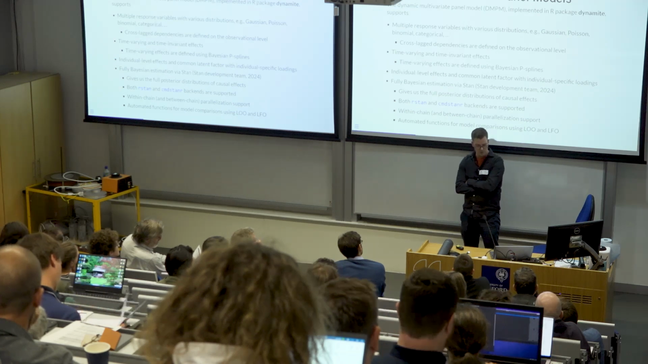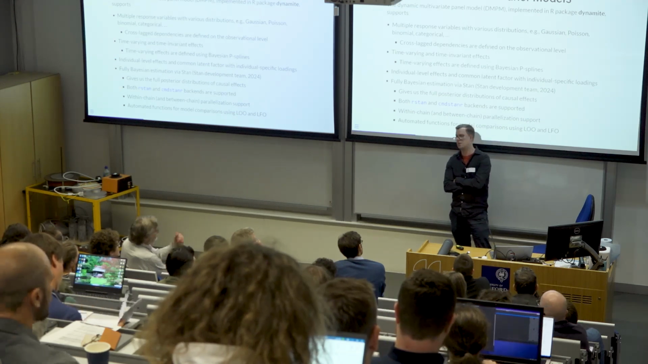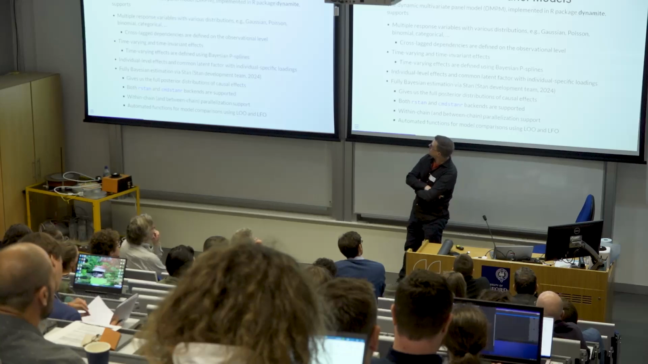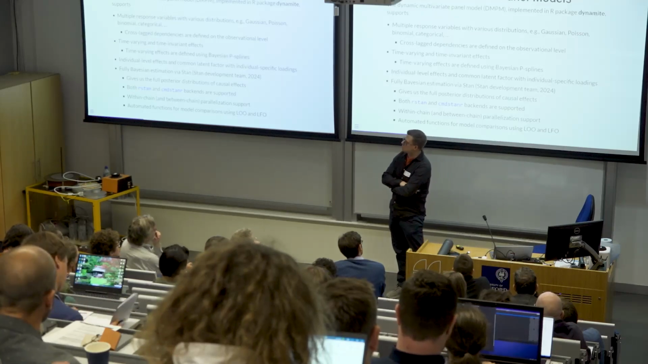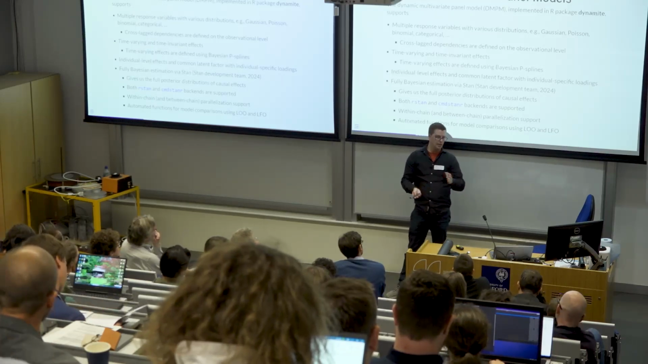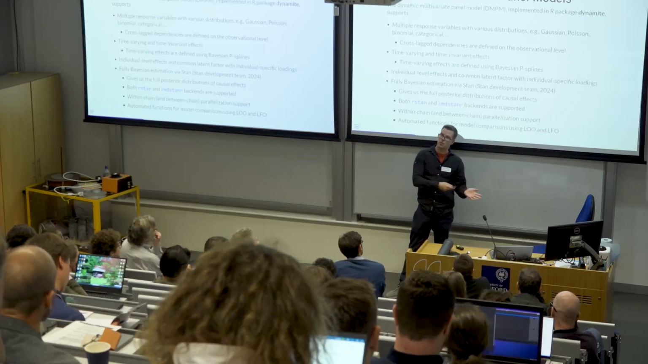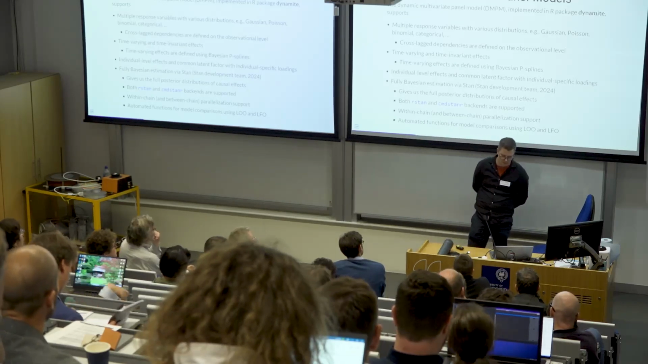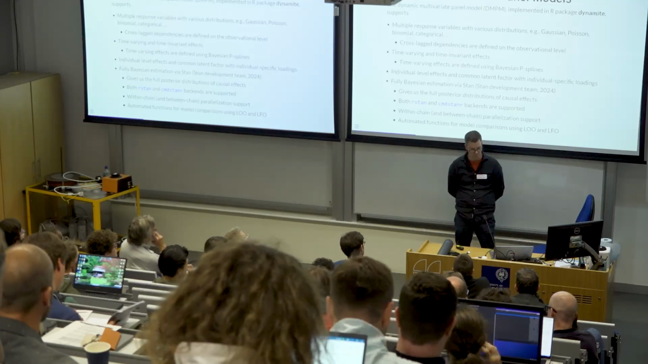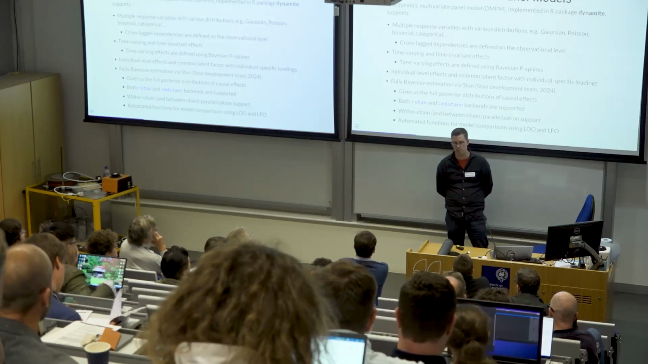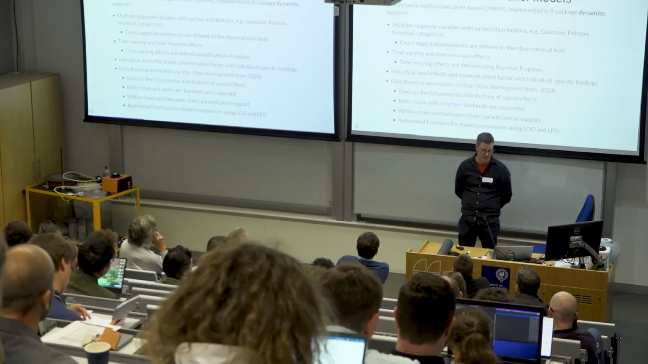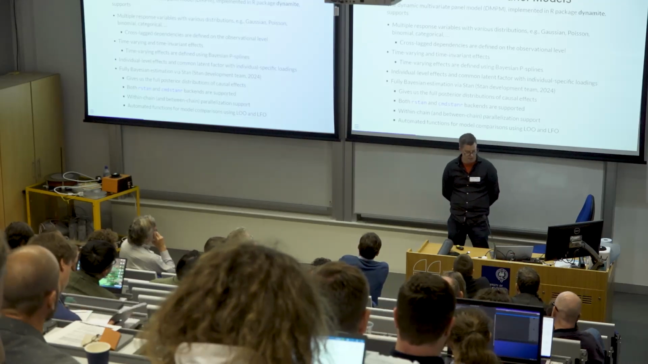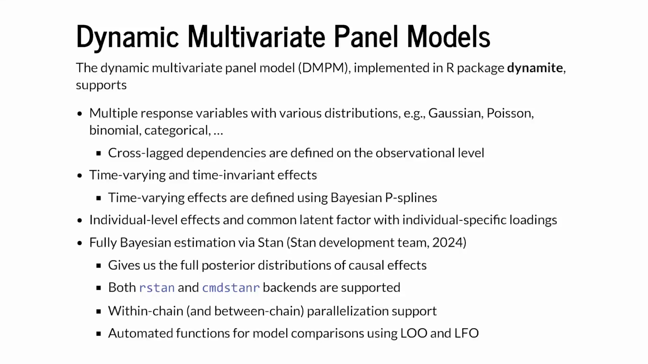Then we can, of course, have time invariant effects, so basic regression effects, and also time varying effects, where we assume that the effect of some covariate or some response on some other response varies over time based on a Bayesian P-spline. And then, as in multi-level models, we can have individual level effects and also something called common latent factors. And everything is done in a fully Bayesian fashion using Stan on the back end.